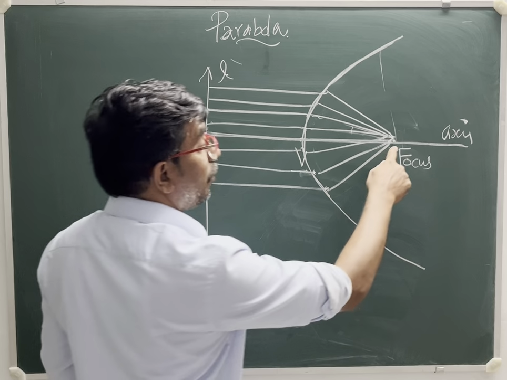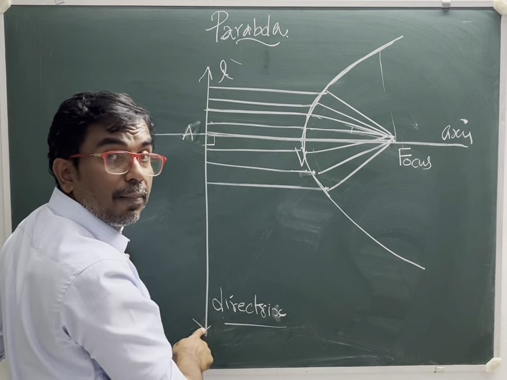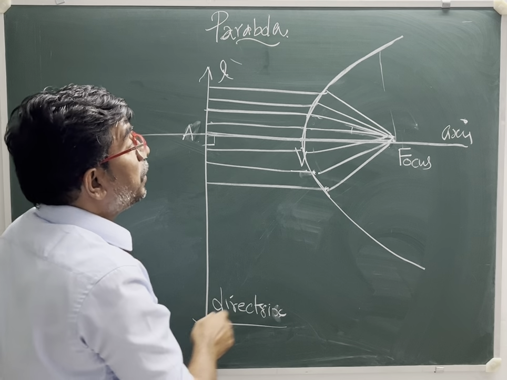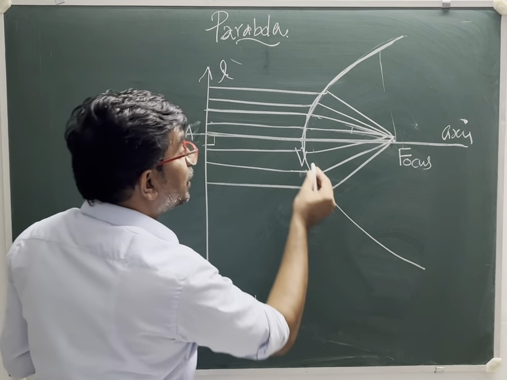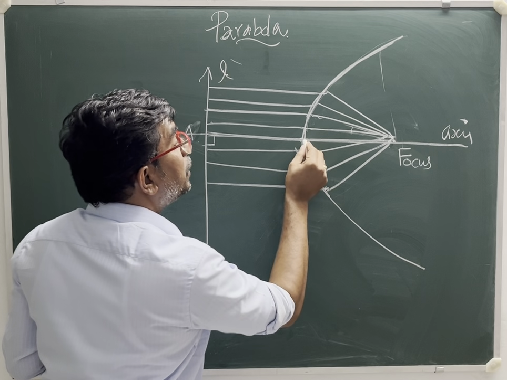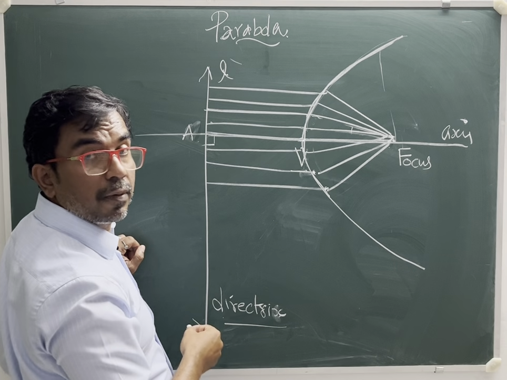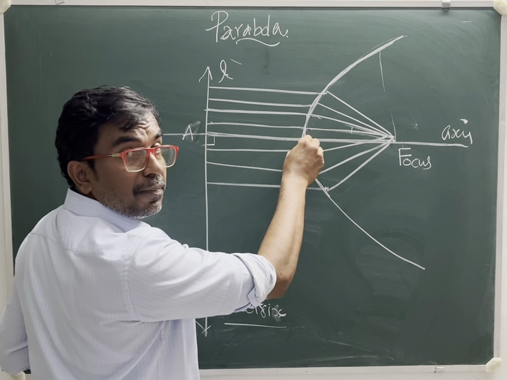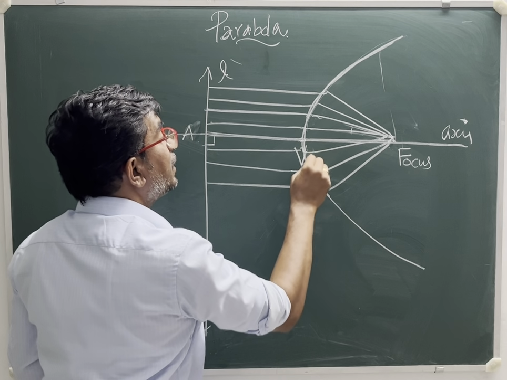So I have talked about the focus of the parabola, the axis of the parabola, and the directrix of the parabola. Now the next thing: the last point of the parabola is this point V. It lies on the axis and it touches the parabola. That point is called the vertex of the parabola.